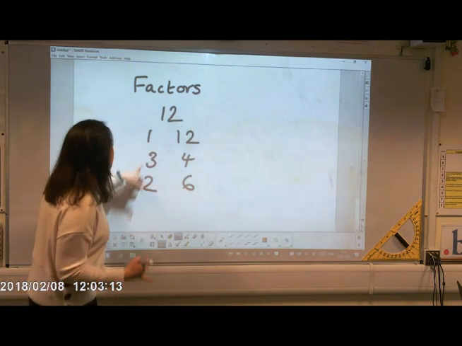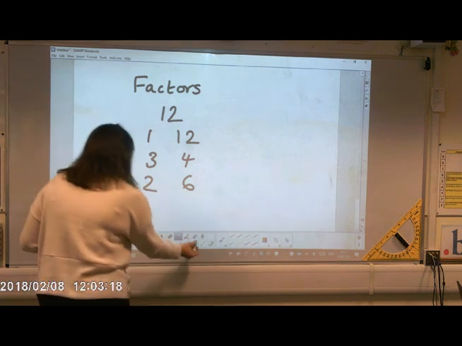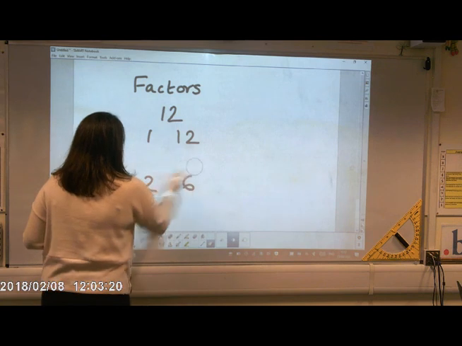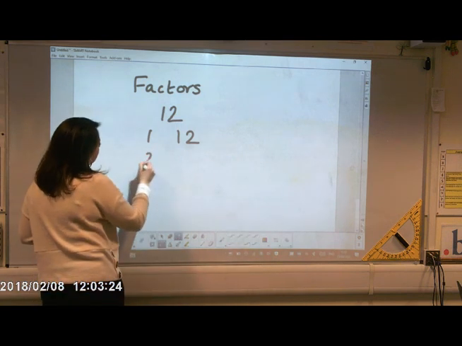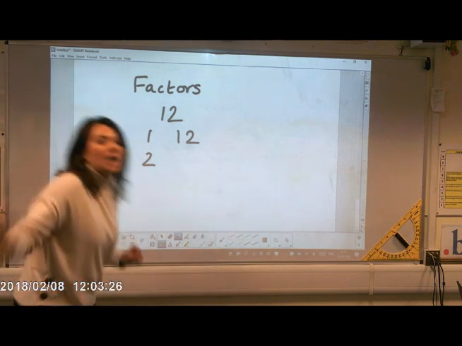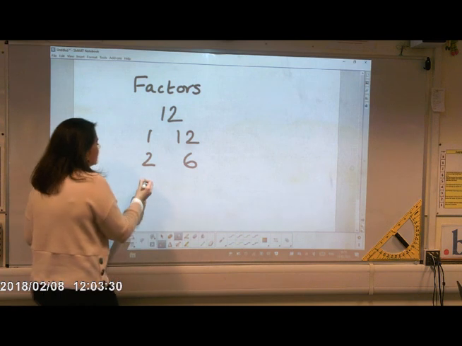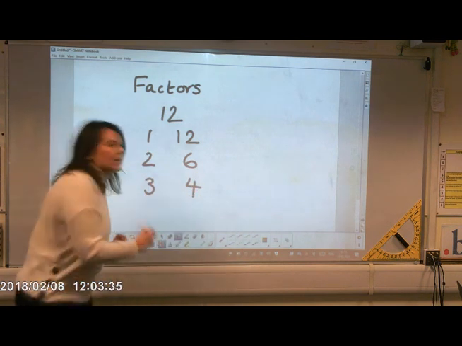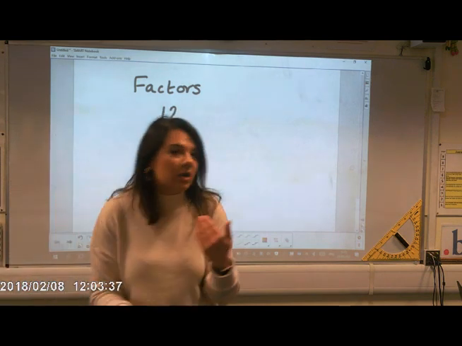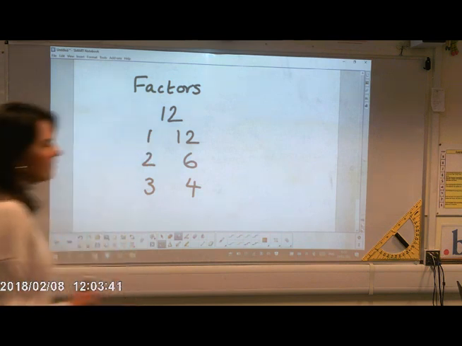A good way to think about it is to go through it from 1, then 2, then 3. So if I erase this bit here, and go back onto here, if I go 1 and then I think about 2, does 2 go into 12? Yes it does, because it's an even number. So 2 multiplies with 6, then does 3 go in? Yes it does, and that partners with 4, and we're done. 5's not going to go in, and then we're back to 6. So we've kind of made a loop there with our factors.